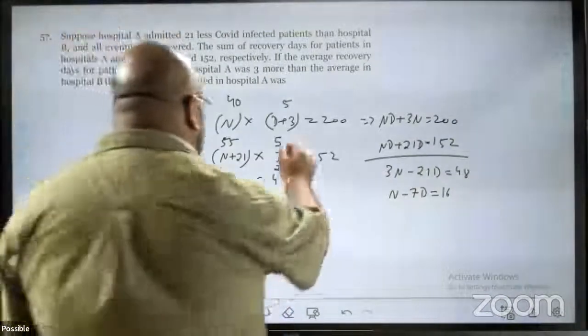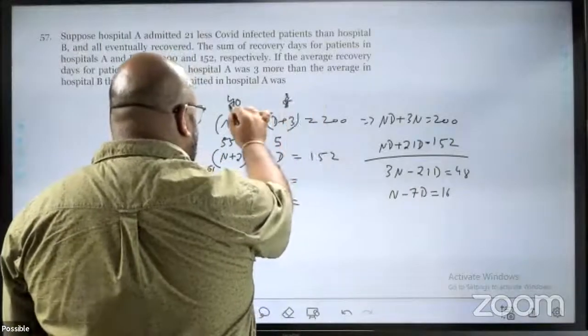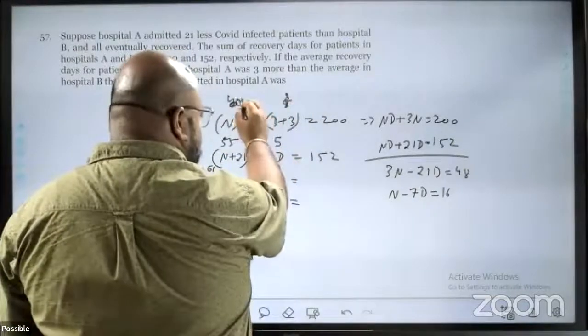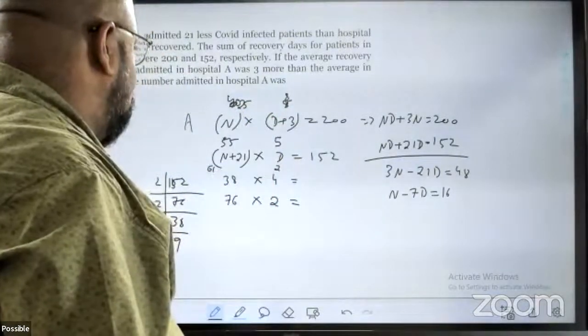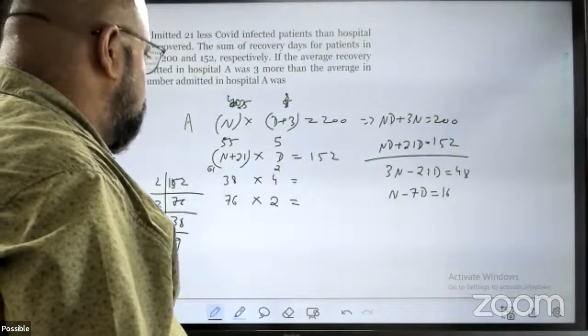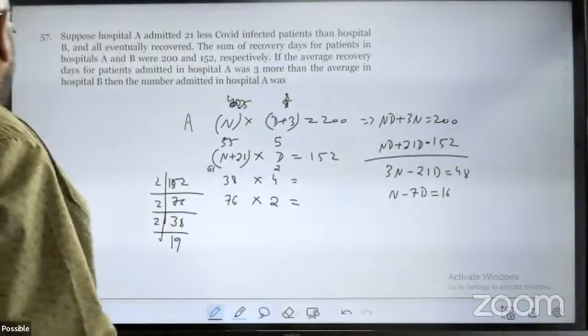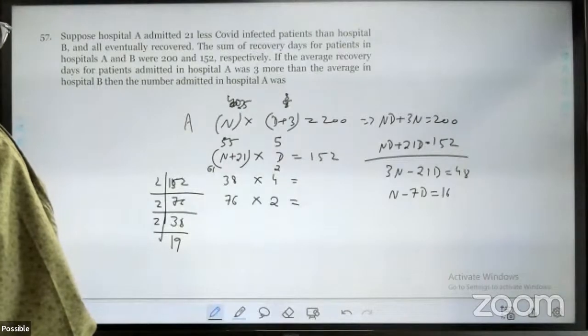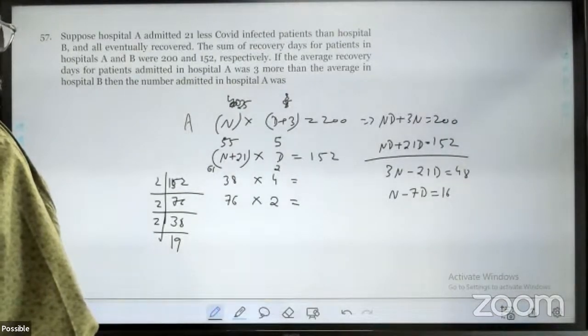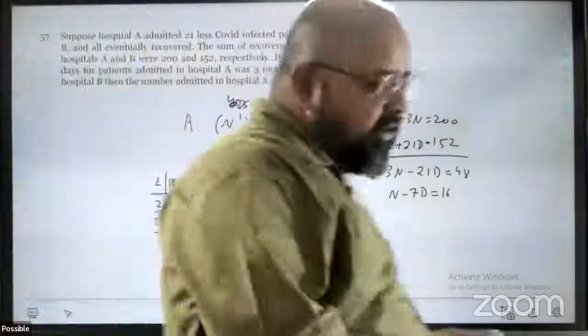We take this as 8. This would be 25. What happened? Yeah, so this is probably the question that I will not get. It is not happening for me as of now.